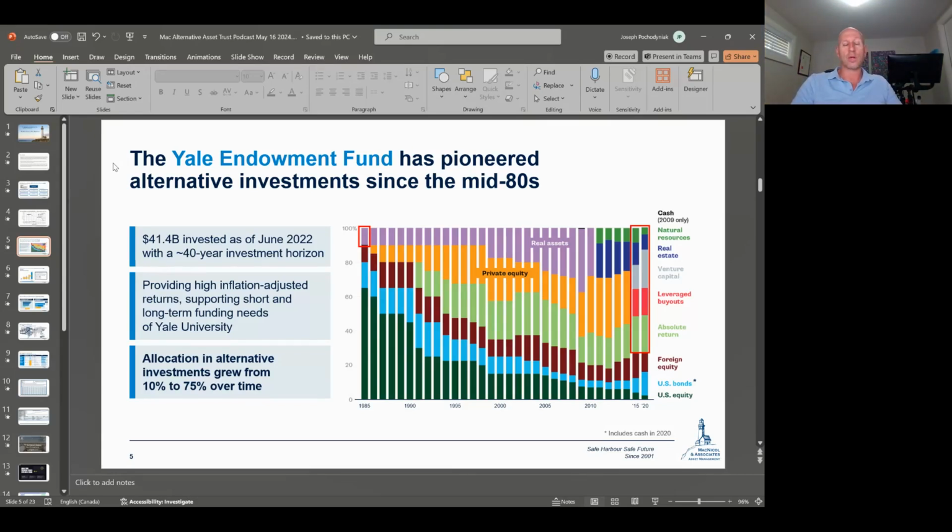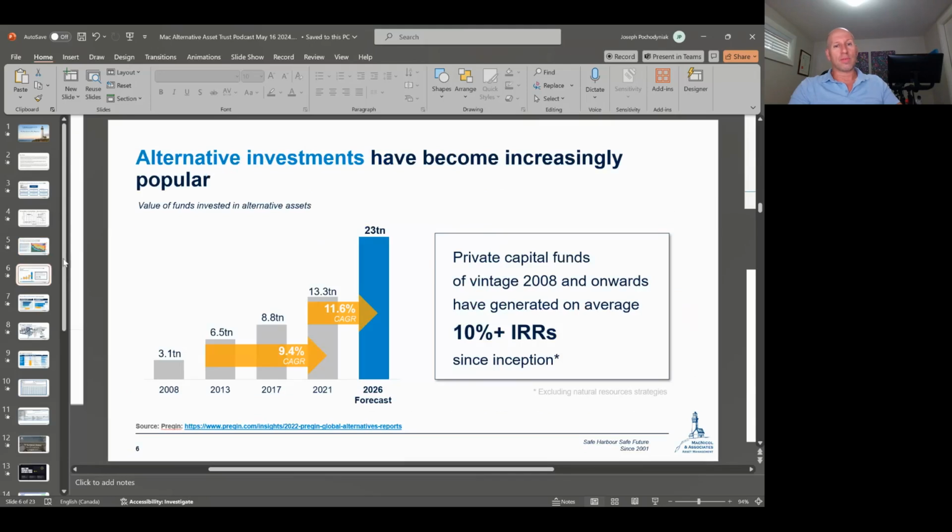And so, with Yale, again, they started off being mainly public market investors, but in the subsequent 30, 40 years, they have transitioned into being mostly a private equity or alternative asset manager. And this is over $40 billion now, $41 billion that they manage. They've done a very good job of it.